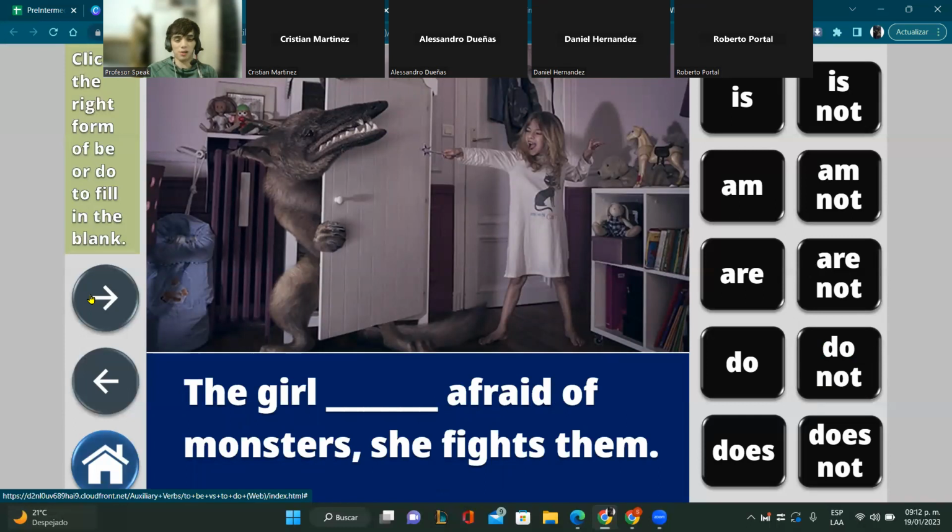The girl afraid of monsters, she fights them. Afraid, we have another adjective. And we have a girl, third person singular. Let's pay attention to the context because we have a comma here. She fights them. So, according to the context, is she afraid? No, she's not. So the girl... Brian, go ahead. The girl is not afraid of monsters. She fights them. Excellent. The girl isn't afraid of monsters. She fights them. Perfect.